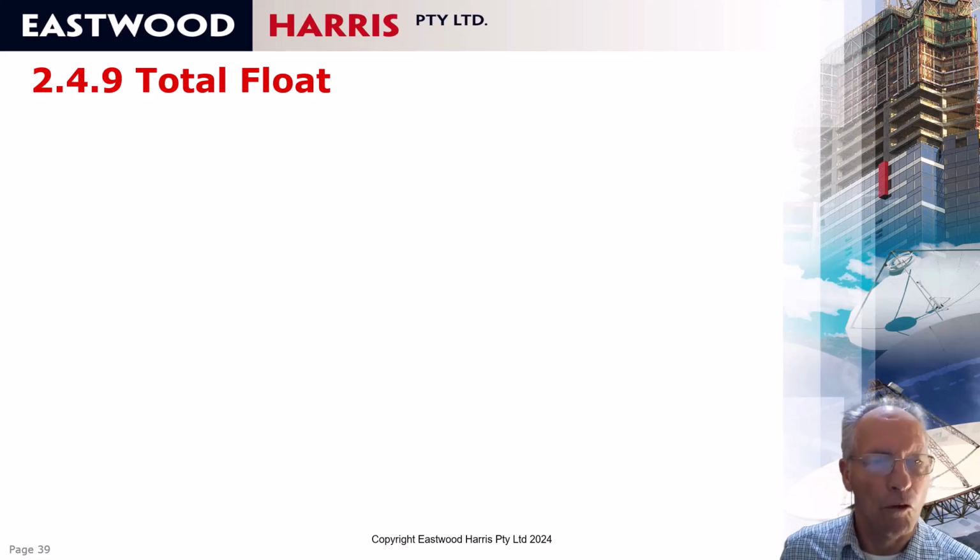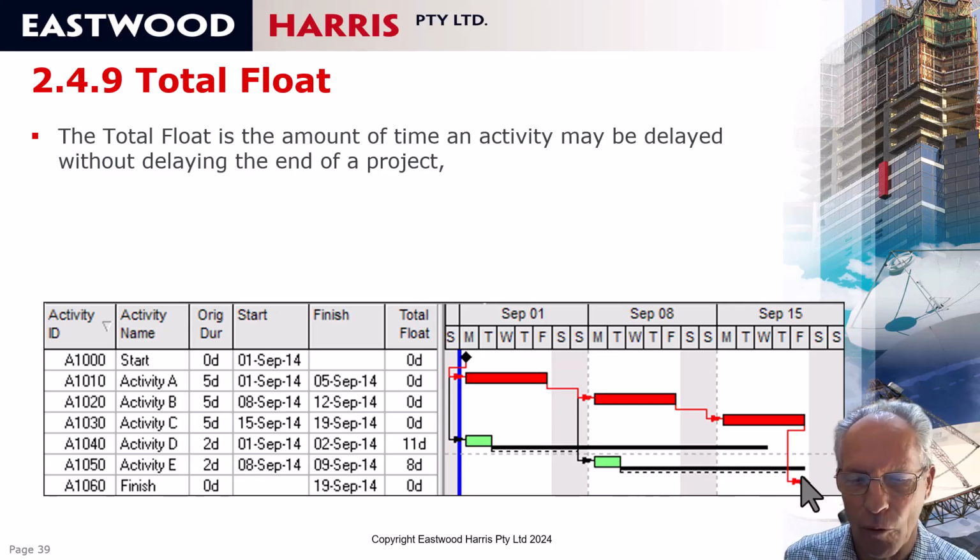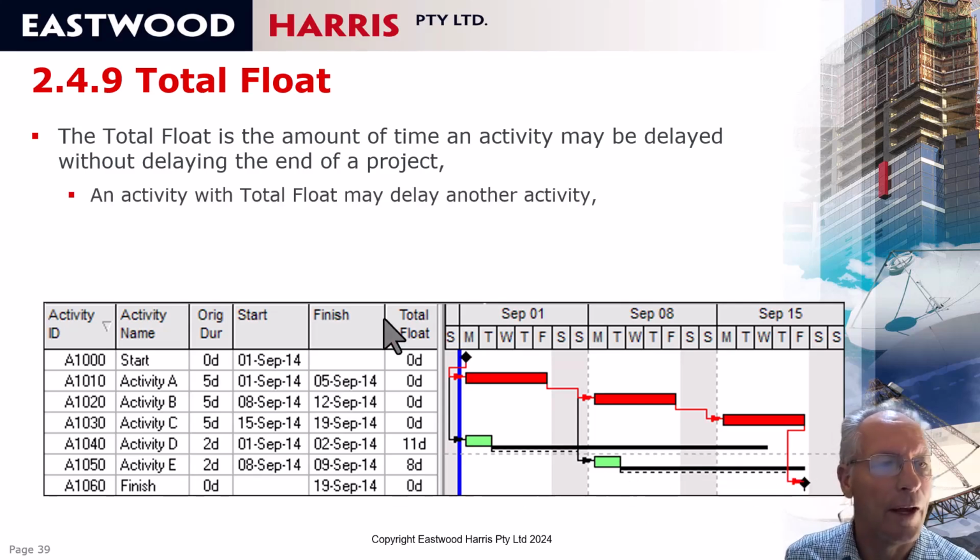Total float. So when you schedule a project, P6 will calculate the total float. And total float is the amount of time an activity may be delayed without delaying the end of a project. So this activity here has 8 days float. It may be delayed 3 days here and 5 days here. And after it's been delayed 8 days, it will go on the critical path. And if you delay it more than 8 days, then it will delay the end date.